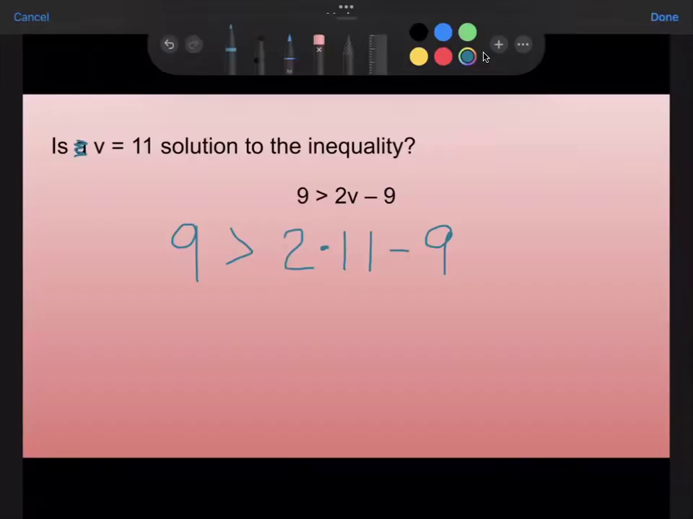According to order of operations, because we have two operations here, multiplication and subtracting, I would do multiplication first. So 2 times 11 is 22, then minus 9. I just brought everything else down with it. Now 22 minus 9, I'm thinking that is 13. I'm not great at subtracting in my head, but I think that's about it. So 9 is greater than 13. That is an untrue statement. 9 is not greater than 13. So 11 could not be a solution for V.